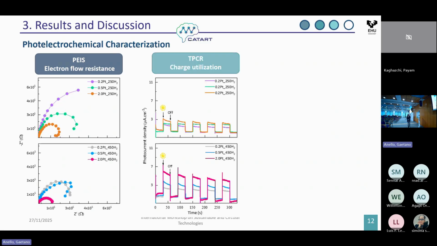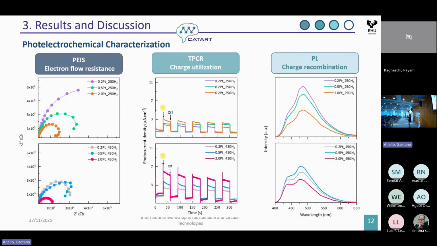Following up with this trend, for the transient photocurrent response, we were measuring the charge utilization of our catalyst, and in this case, a higher intensity will mean a better charge utilization. So in this case, also the material that was treated at higher temperature had a better response to the characterization technique.